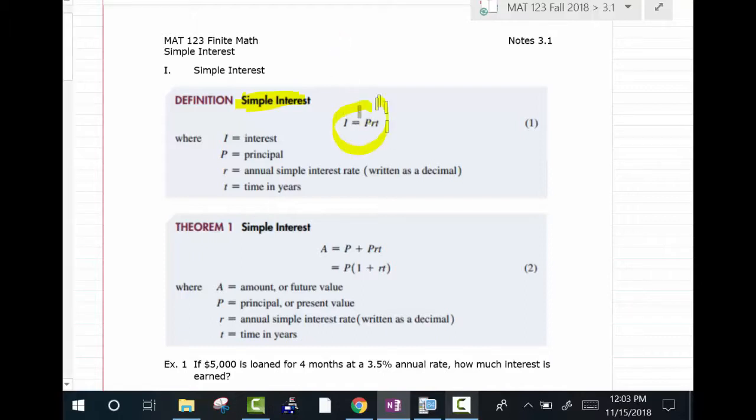So the formula you're going to learn is I equals PRT. You maybe have seen that before. That's usually how you start learning about interest. So I is the interest. P is the principal. Principal just means whatever you're starting with. And what's real important about this is R is an annual rate. Okay, it's an annual rate. So it has to be converted.